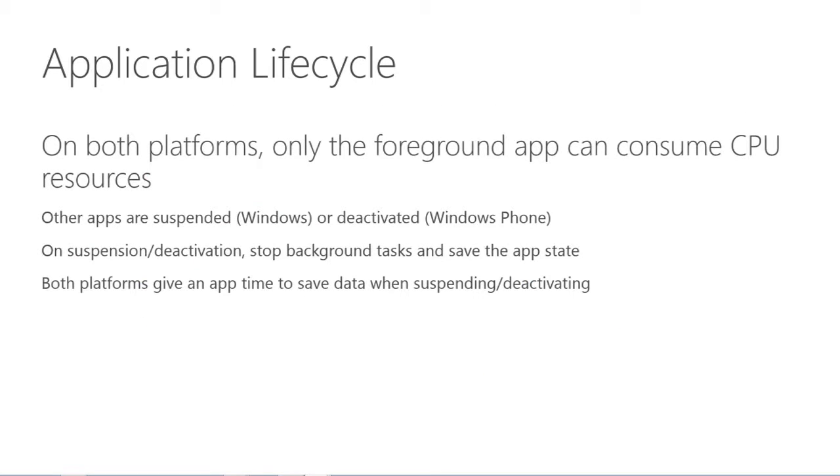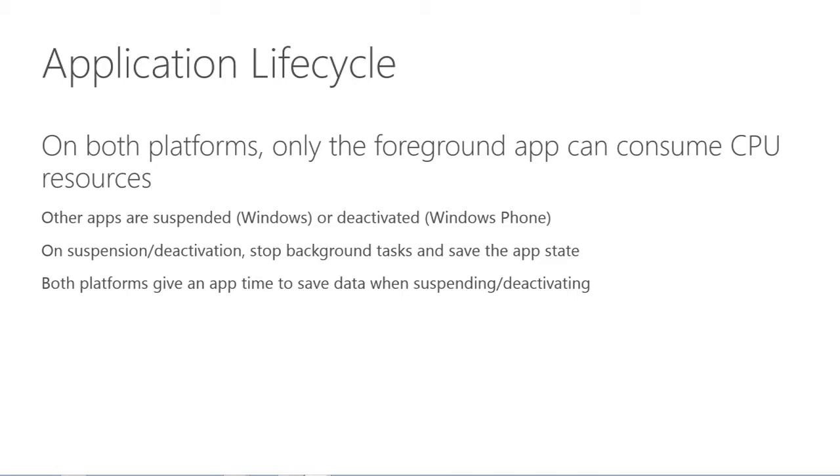So on both platforms, only the foreground app can consume CPU resources. And again, as I mentioned earlier, there are some exceptions to that. You can do background tasks. We'll talk about how that works in a few minutes. It is different between Windows 8 and Windows Phone 8, so you have to keep that in mind as well.